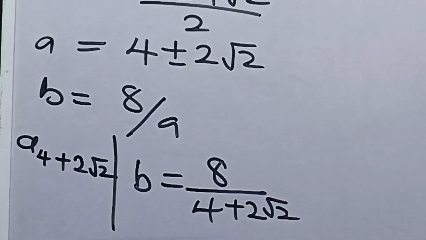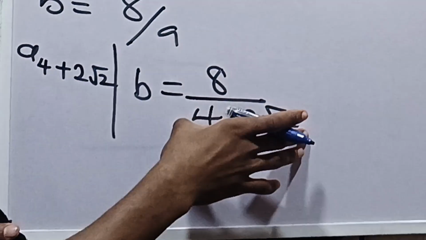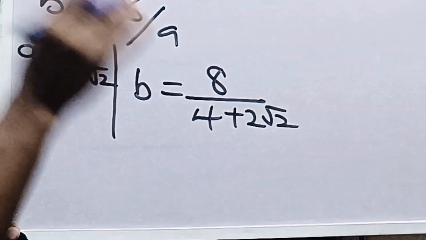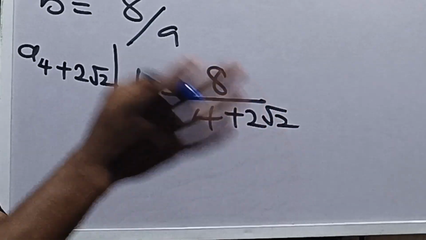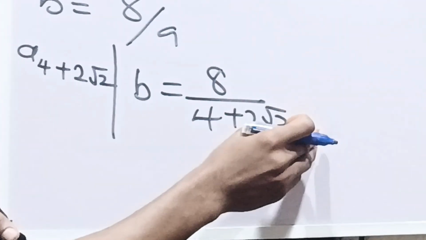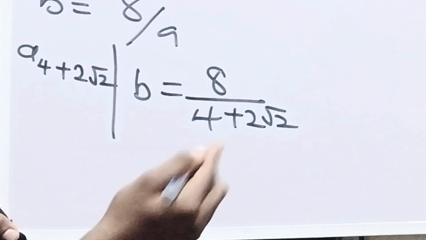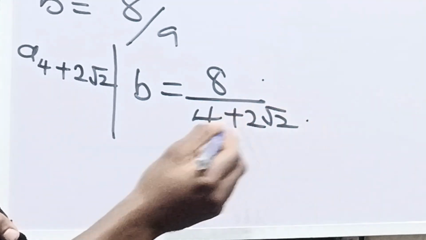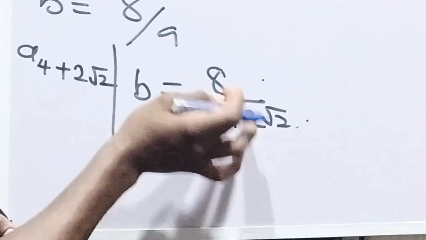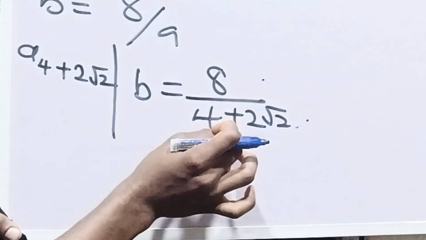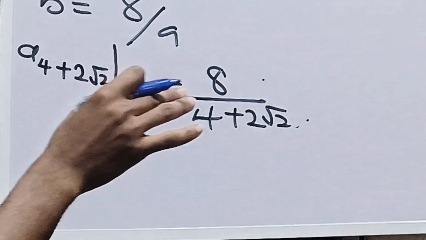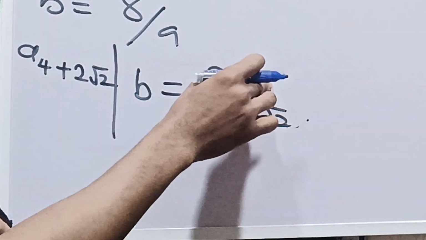Now when you have a surd in the denominator, the right thing to do is to make this expression rational. To do that, you have to rationalize the denominator, which means removing the square root sign from the denominator. How do we remove this? We multiply both the numerator and the denominator by the conjugate of the denominator. The conjugate is the same denominator but with the sign replaced. The sign here is plus, so we replace it with minus.